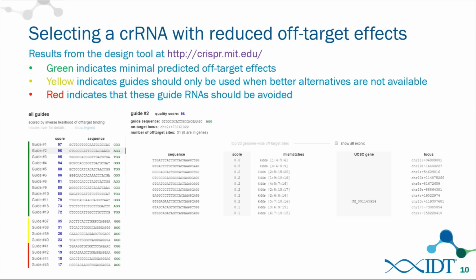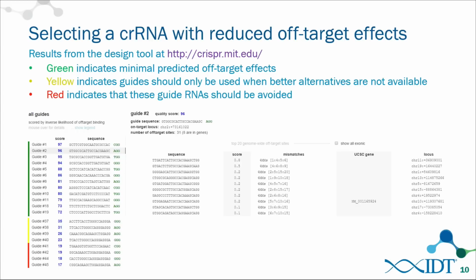And then the results really are represented here. And the color coding is nice. It represents in green minimal predicted off-target effects for these particular protospacers within your region of interest. The yellow indicates guides that should only be used when other better alternatives are not available. And red represents guides that should be avoided.